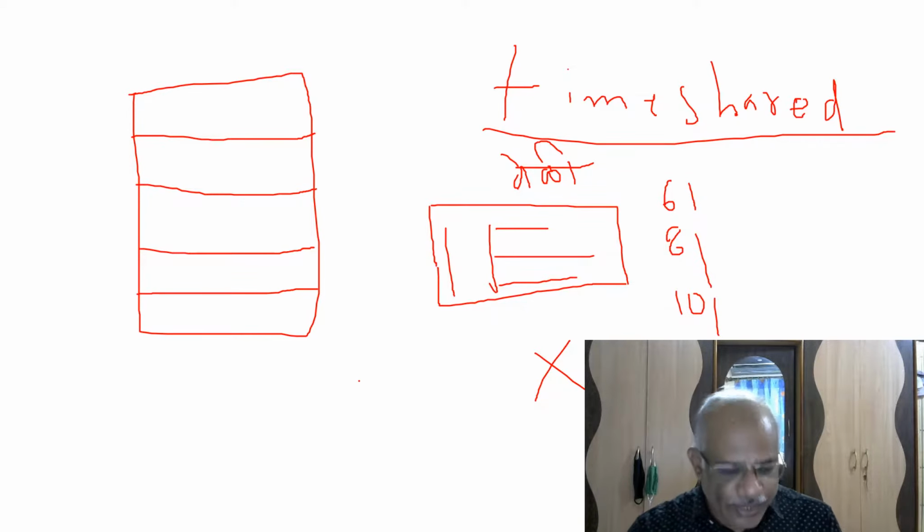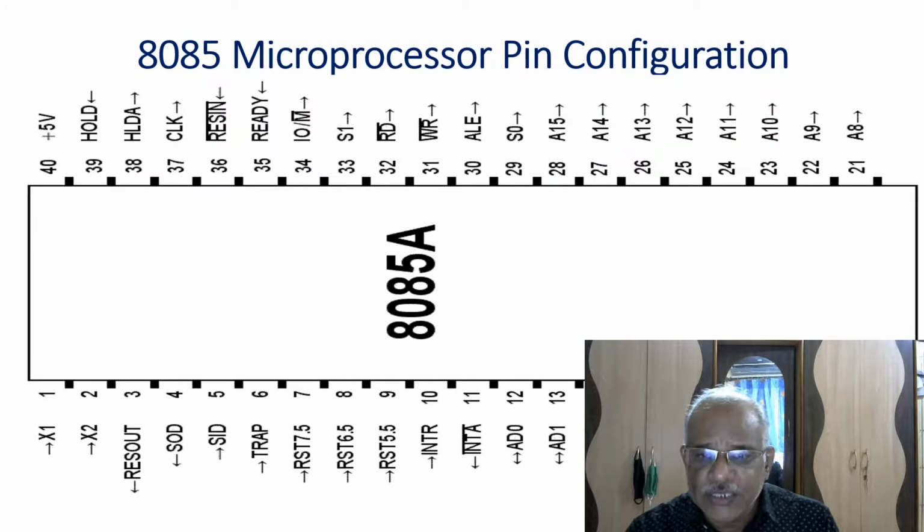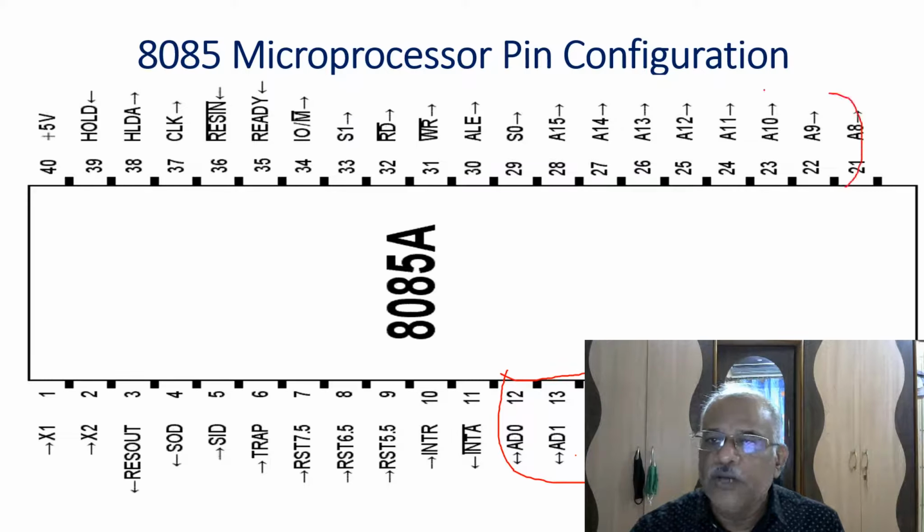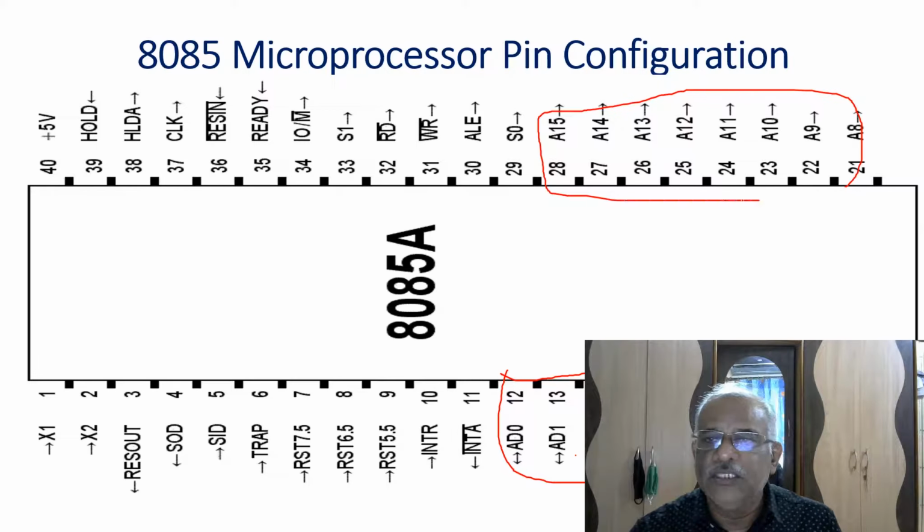In the same way, if you look at this particular pin configuration once again, then you will see that the place is not changing, or the pins are not changing. The pins are the same. The pins are 12, 13, 14, 15, 16, 17, 18, 19, and we have from 21 to 28 these pins.